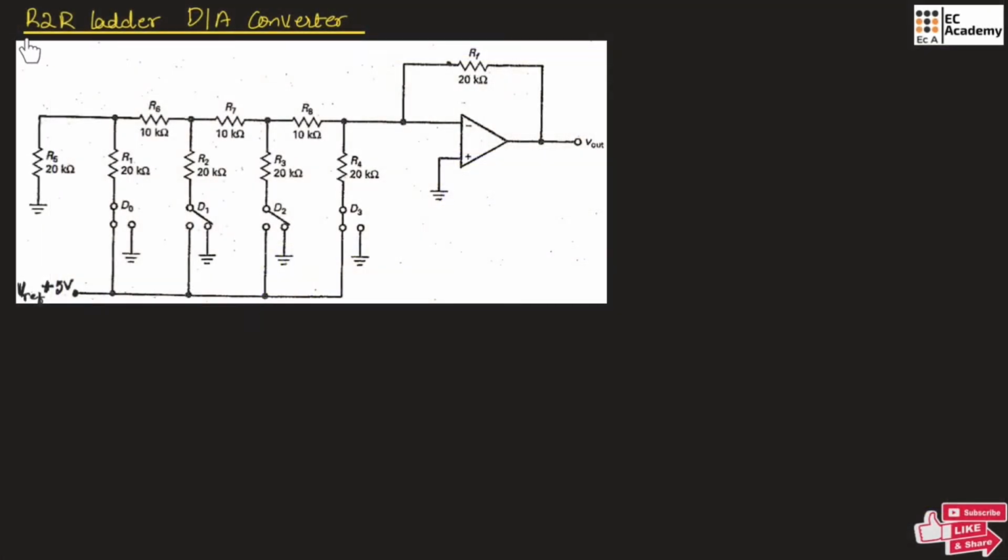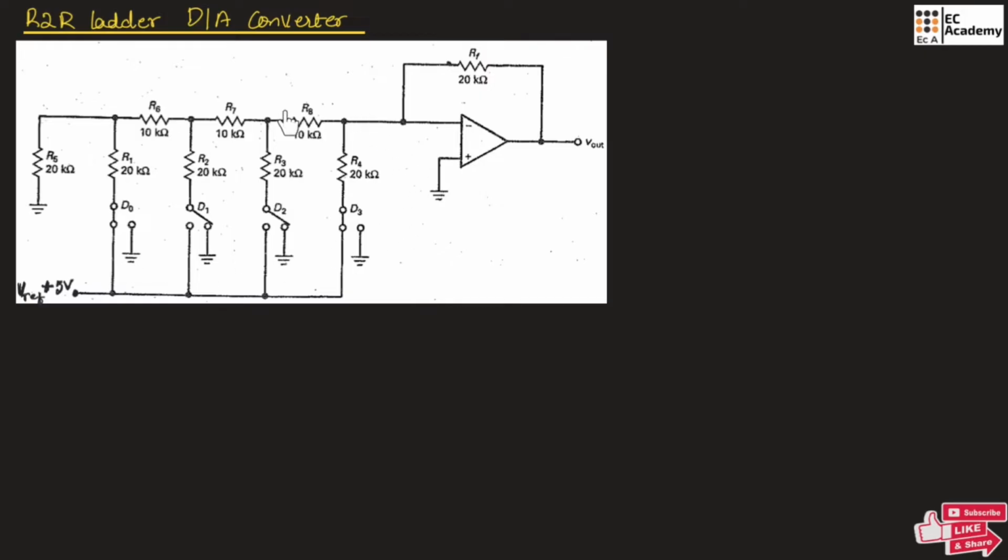In this lecture, let us understand the R2R ladder digital to analog converter. A digital to analog converter converts the binary input into equivalent voltage and current, which means it will convert the digital data into analog form. The figure shows the R2R ladder digital to analog converter. It is used to overcome the disadvantage of the weighted digital to analog converter. The weighted digital to analog converter had a limited number of inputs, and the output is not accurate.